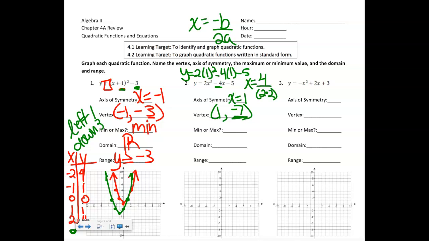Now, again, we're going to answer these 3 questions. We don't necessarily have to look at our graph. This number in front, it is positive, so it forms a U, so that means we have a min. Domain is, again, all real numbers.